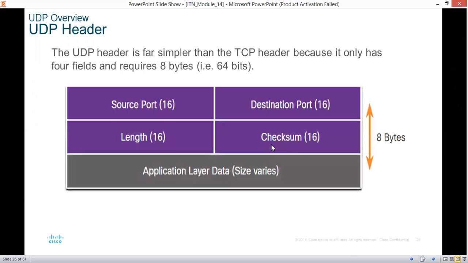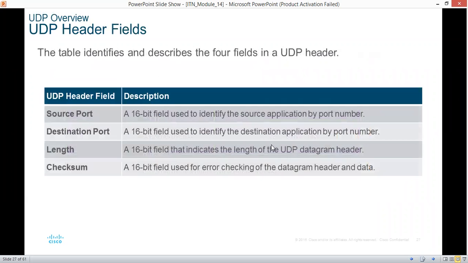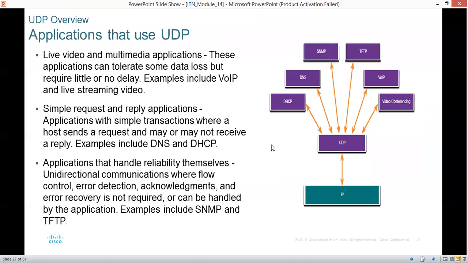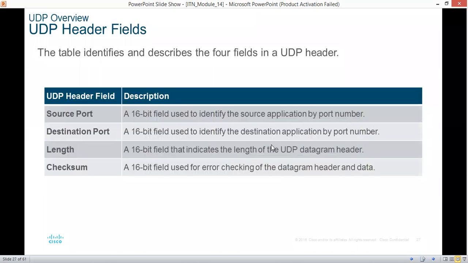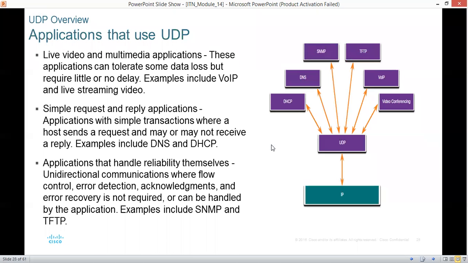And that actually makes the architecture quite smaller compared to your TCP. So here you can see it has a source, a destination, and then application data. So that means you don't have anything like acknowledgement, you don't have anything like windowing, you don't have flow control and all of that. So here the table identifies and describes the 4 fields of the UDP.